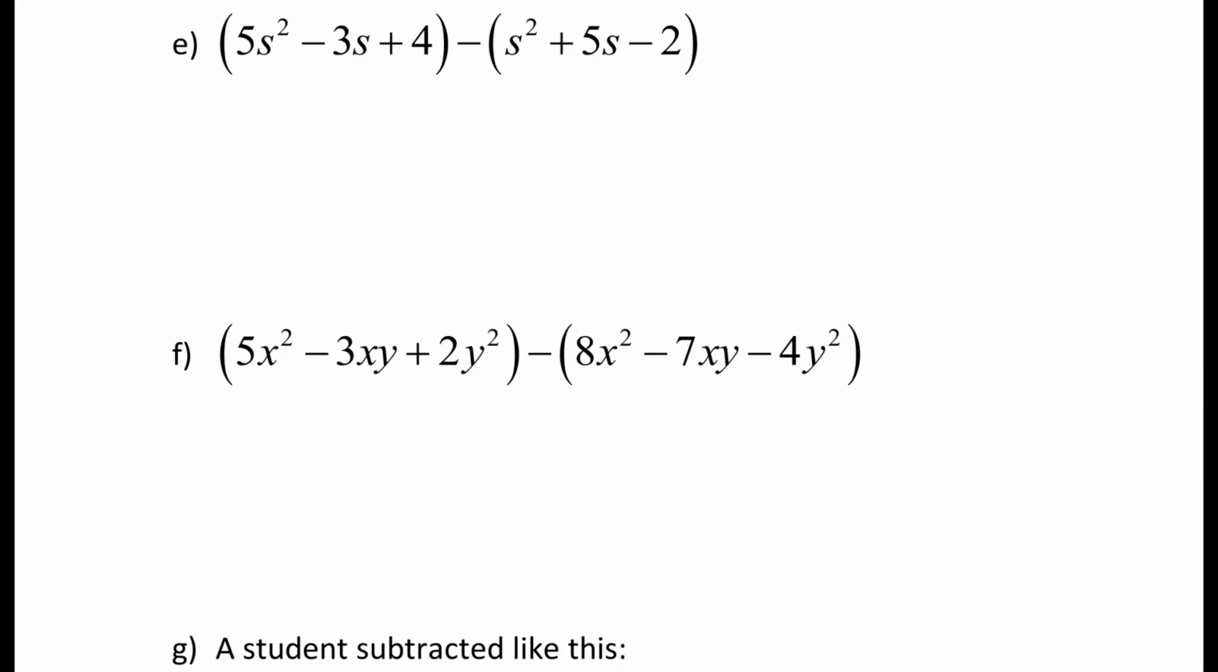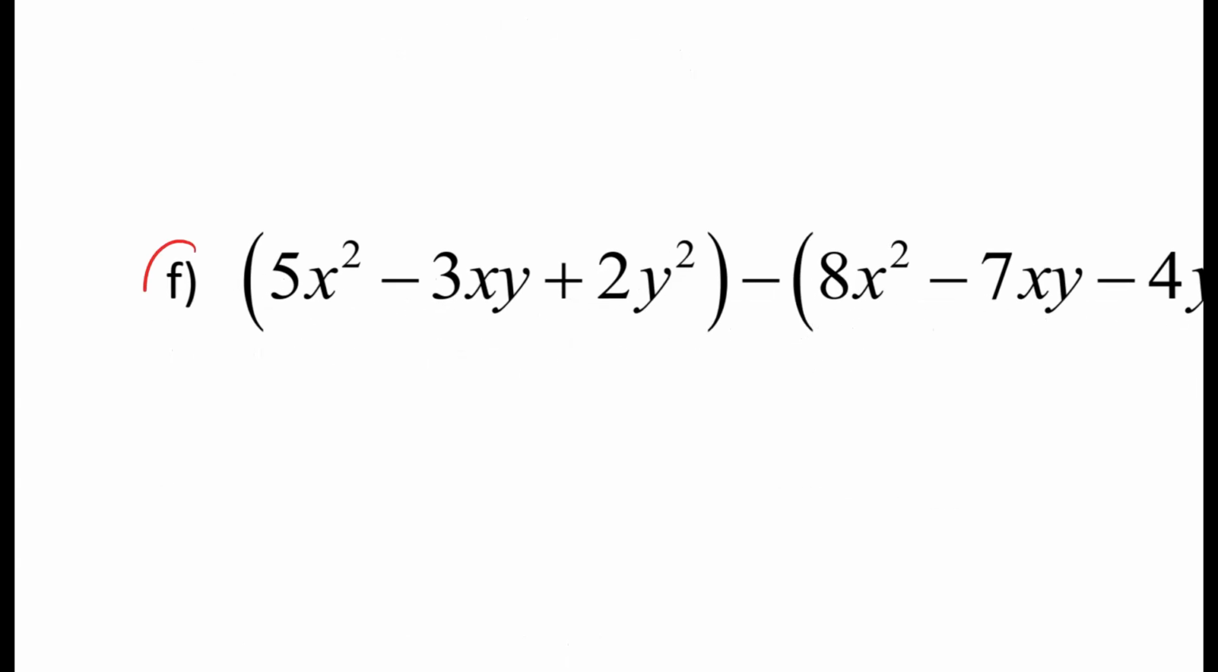For the next two questions, I'm going to leave for you to do on your own. Remember, when you get to F, I want you to follow that standard form or standard notation. So remember, you're going alphabetically and numerically. So alphabetically A to Z, and then you want your highest degree going first. So if you have, for example, a cubed and a squared, a cubed would come before a squared when you're writing it down left to right.